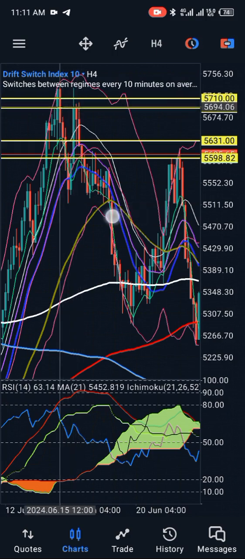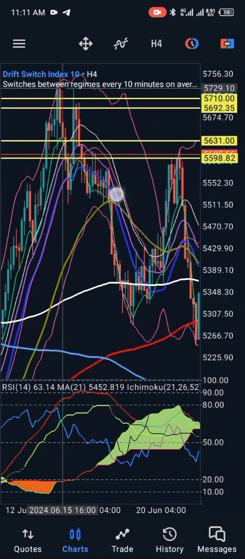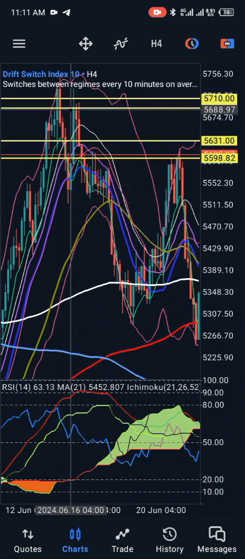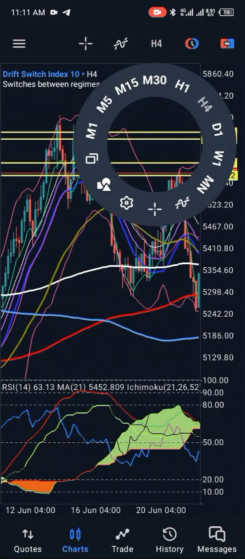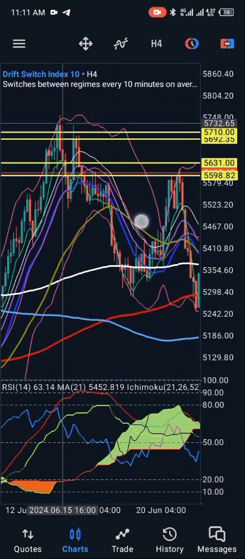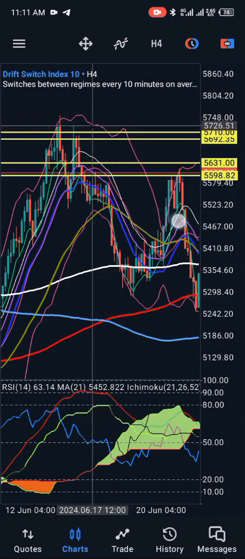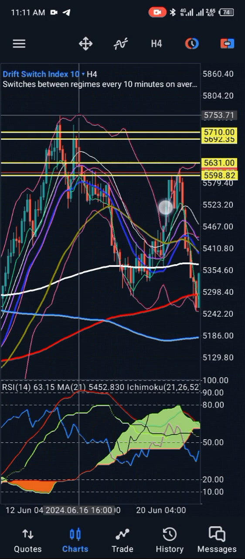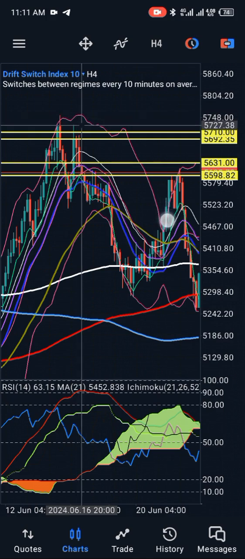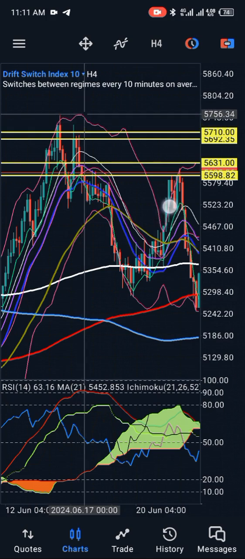You see also how the market, although there's a break up here, there's another zone up here at 59. There's another zone up here. There's another zone here. If this zone breaks, there must be a sell here at 5729 at this zone. There must be a sell here from 5727 to 5756.